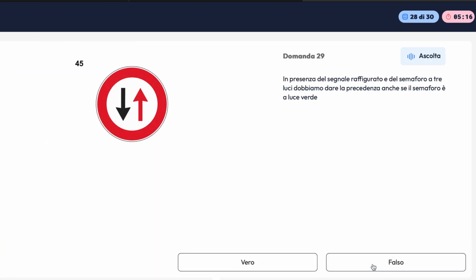29. In presenza del segnale raffigurato e del semaforo a 3 luci, dobbiamo dare la precedenza anche se il semaforo è a luce verde. The question is, if you're driving and you come across this sign and there's a traffic light there, we still need to give precedenza even though the traffic light is on green, which is false. So remember, if the traffic light is on green, it means we need to pass.